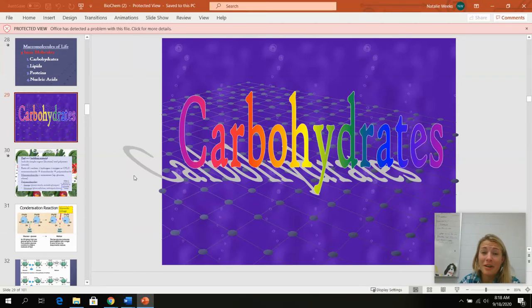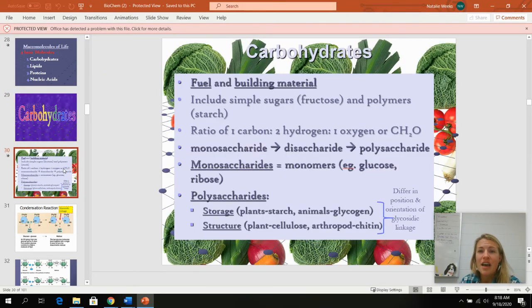Today we are going to talk about carbohydrates. What carbohydrates are is the fuel and building material for a lot of structures in your body, but also structures in plants as well. These include lots of simple sugars like fructose, glucose, sucrose, any of those simple sugars that are either a monosaccharide, which means that they have one sugar unit, or a disaccharide, which means that they have two sugar units. But that also includes polymers.